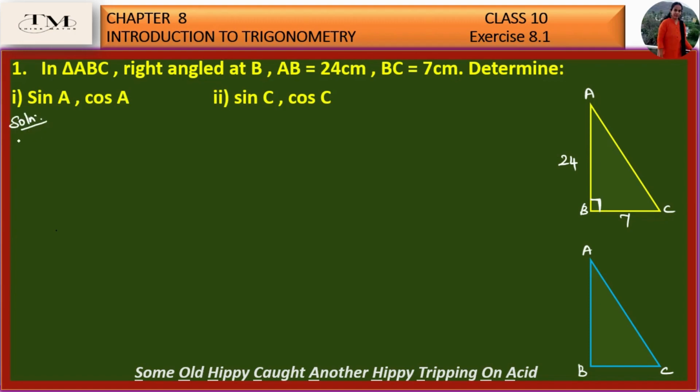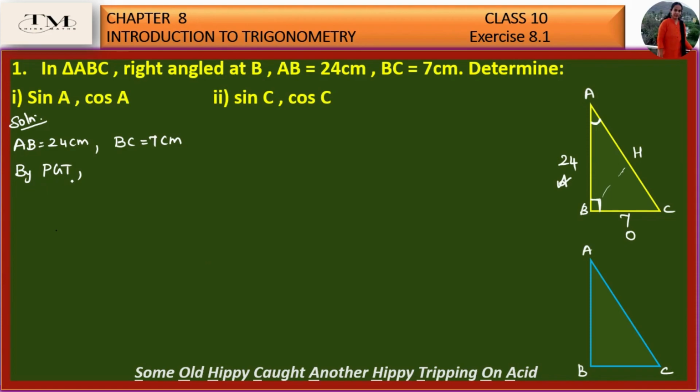What are all given? AB is equal to 24 centimeter, BC equal to 7 centimeter. So we are going to use the Pythagoras theorem. Hypotenuse square. So which is hypotenuse? The side opposite to 90 degree is hypotenuse. We took first angle A, so who is the opposite side? BC. So BC is the opposite for angle A. Now the remaining side is adjacent. So we have marked the adjacent, opposite, hypotenuse.